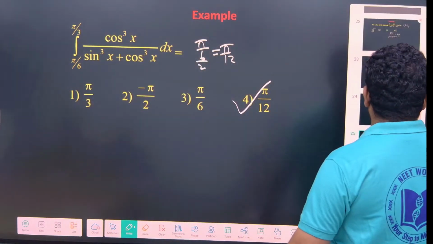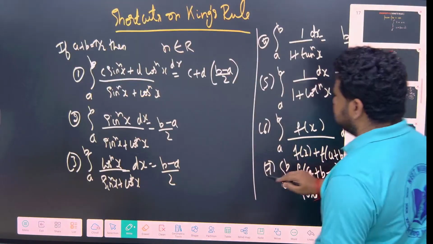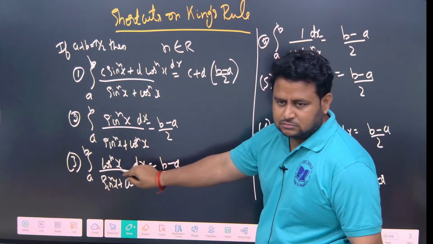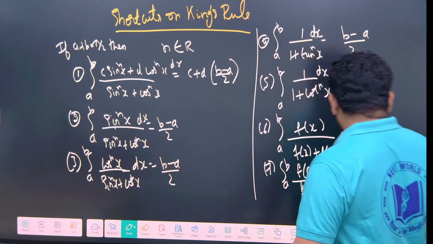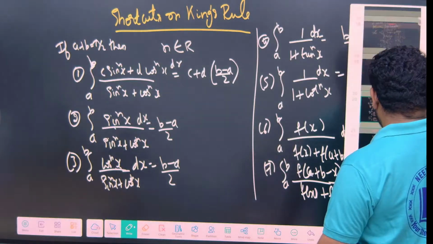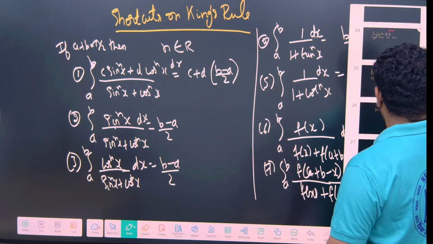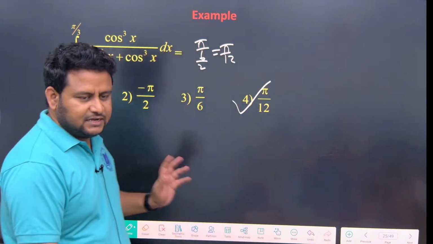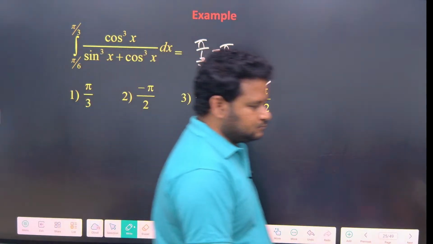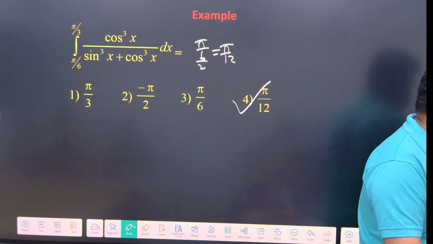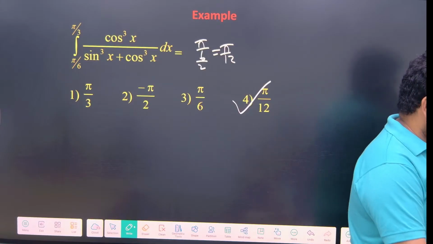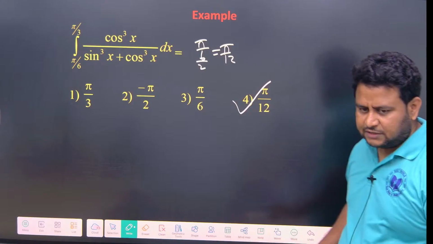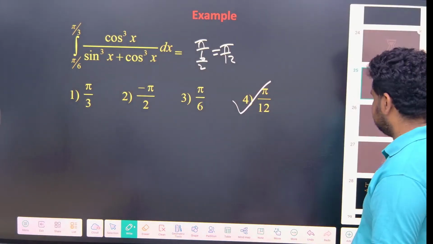See here, this is the shortcut we are using, this one, this and this. Understood? So definite integrals are mainly based on shortcuts and properties. Done? Can we go to the next question, or the next rule?